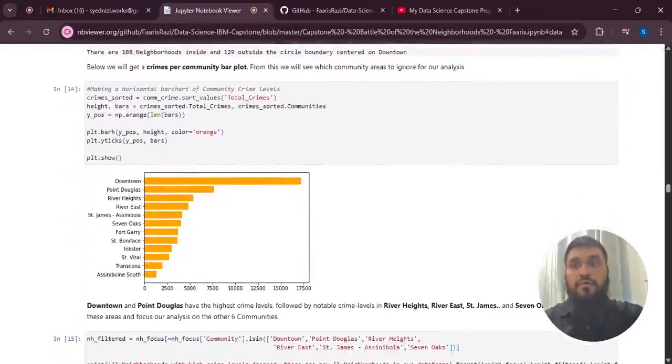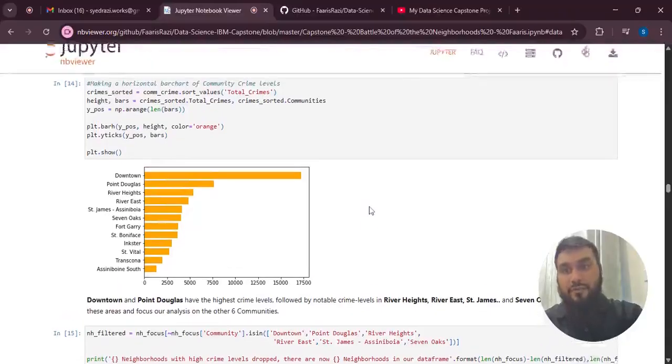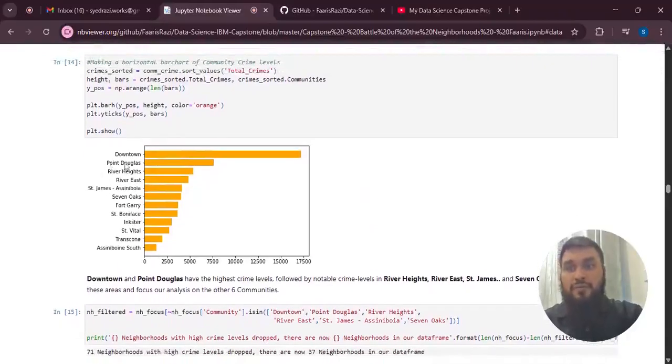Moving forward, we have a little bit of crime analysis. So using the report mentioned before, we have all the communities listed with the total number of crimes committed per community on an annual basis. So I believe this was for 2017 to 2018. And here you can see, of course, downtown had the most crime activity, going down to Assiniboine South being the least.